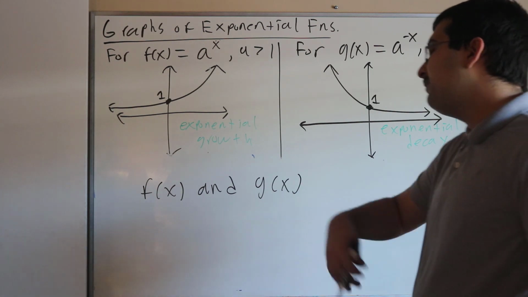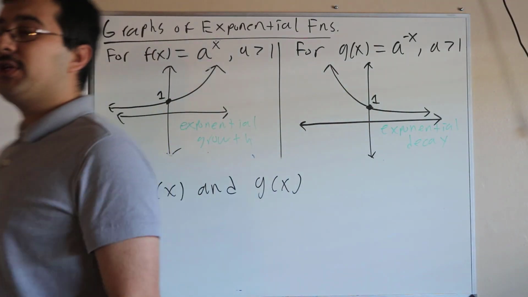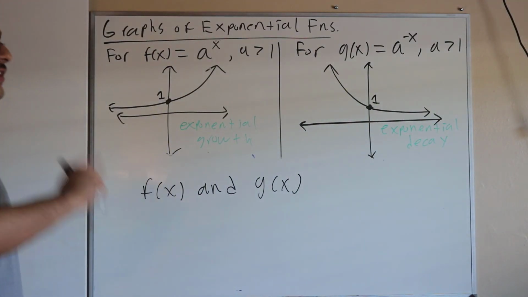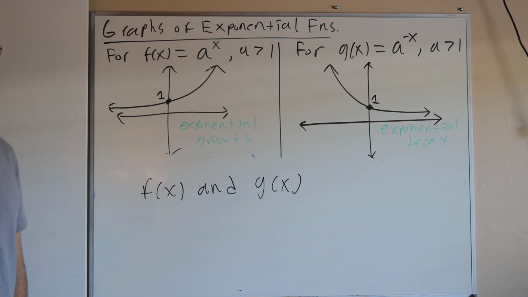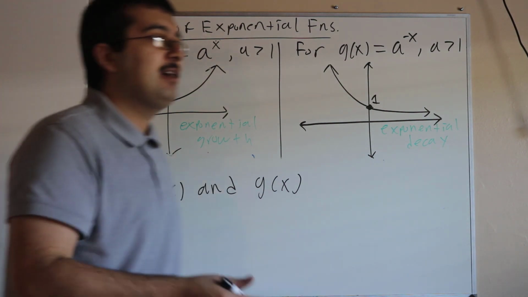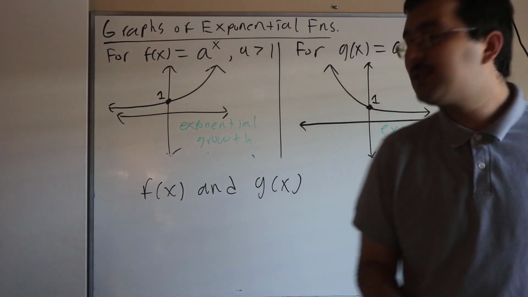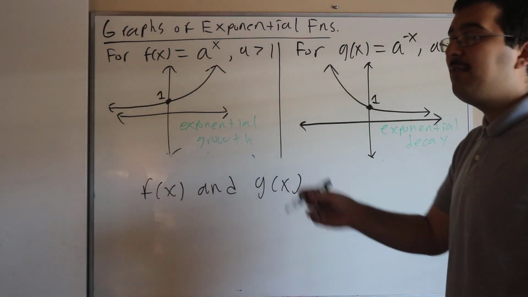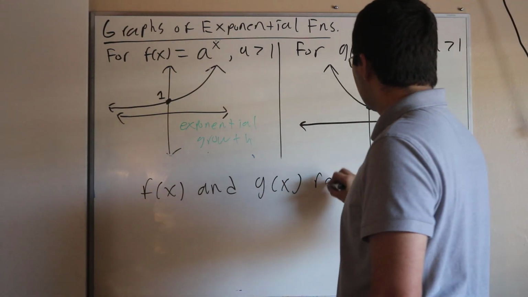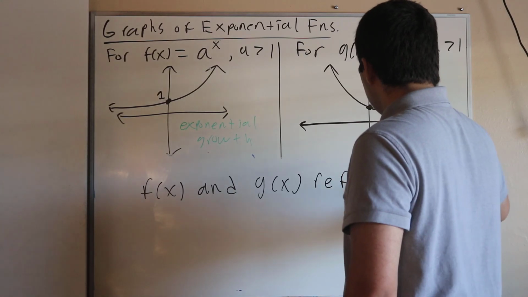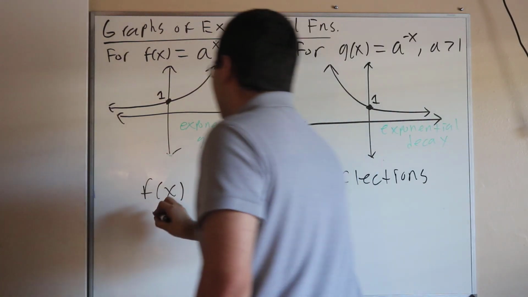Okay, so hopefully you flipped through your notes, and hopefully you came to the realization that f of x and g of x are reflections of each other, right? Remember that whole day we talked about translating and reflecting graphs? That's exactly what's going on here. f of x and g of x are reflections of each other.